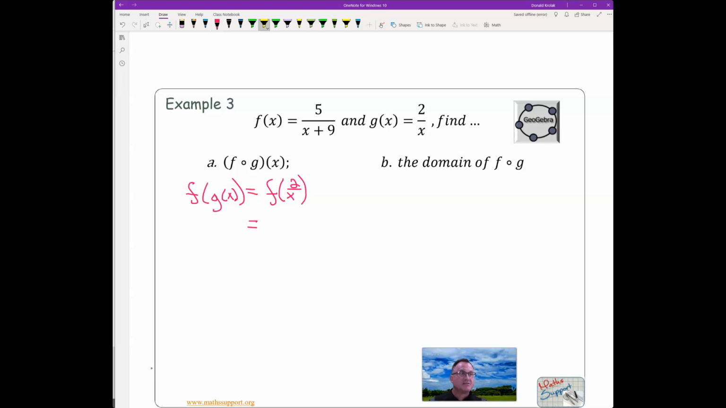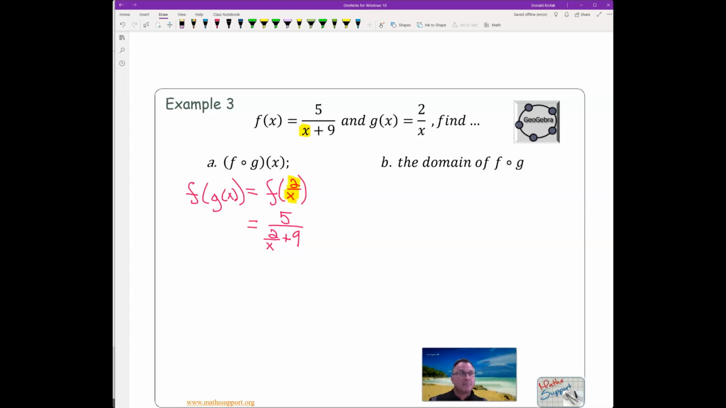All right, wherever I see an x in this function, I'm going to replace it with 2 divided by x. So I'm going to have 5 in my numerator and 2 divided by x plus 9 in my denominator. Okay, we can probably simplify this a little bit. One strategy is to get rid of that fraction in the denominator. If I multiplied the entire denominator by x, I could get rid of that fraction.